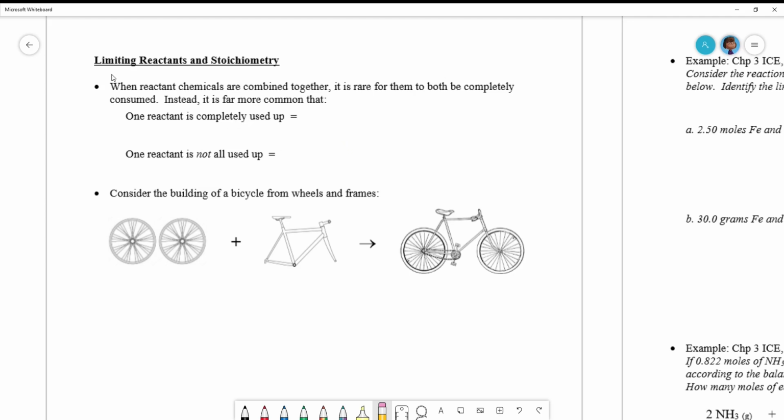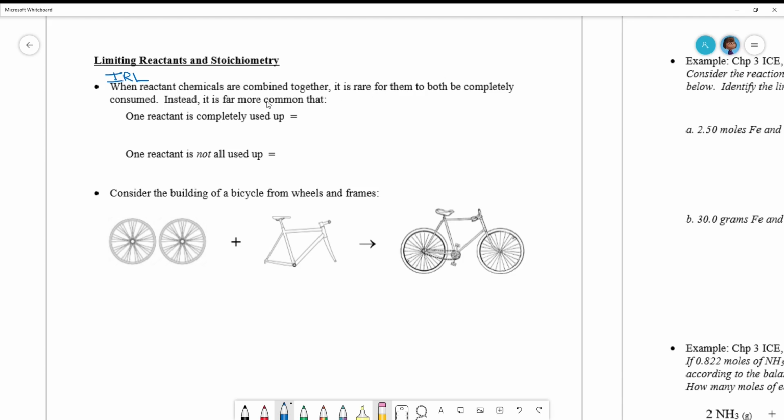Now, as it turns out, in real life, when chemical reactants are combined together, it's very rare for them to both be completely consumed. Now, we know that when we mix reactant chemicals together, the reactants react, and there's less and less as products form. Do they go down to zero quantities of chemical reactants? Well, the answer is, it's very rare for both of them to be completely consumed.